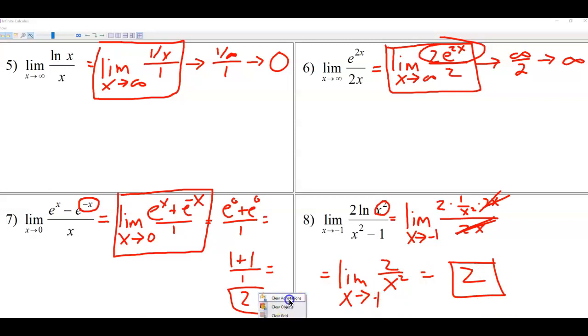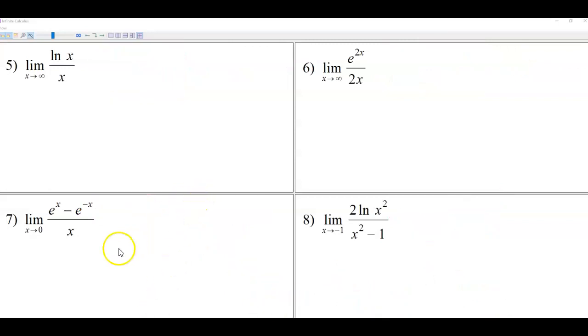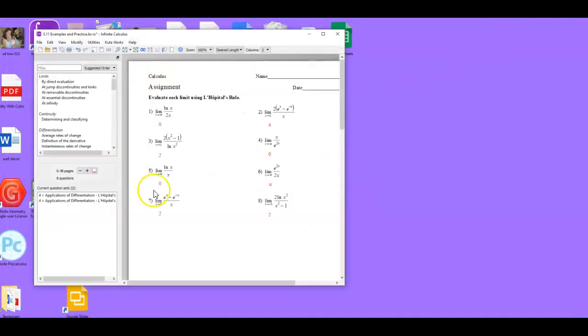And that's it. So that's limits with, what do they call? I'm sorry, I'm having a brain gap here. Exponential functions and logarithmic functions.